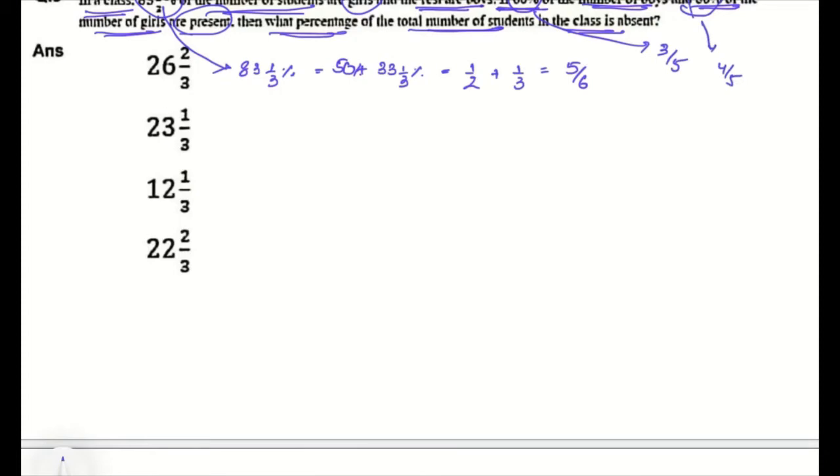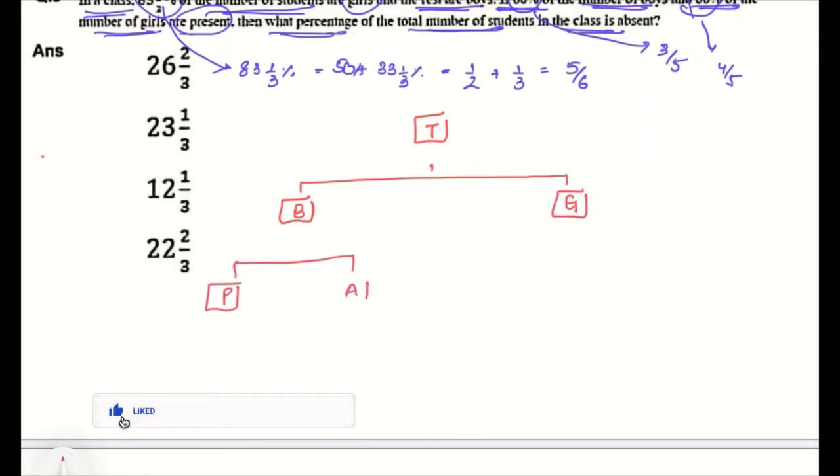Clear? So now I have to draw the tree diagram. What is that tree diagram? Total number of students. Out of the total number of students, we have boys and girls. In boys, we have present and absent. And in girls also, we have present and absent. Okay.